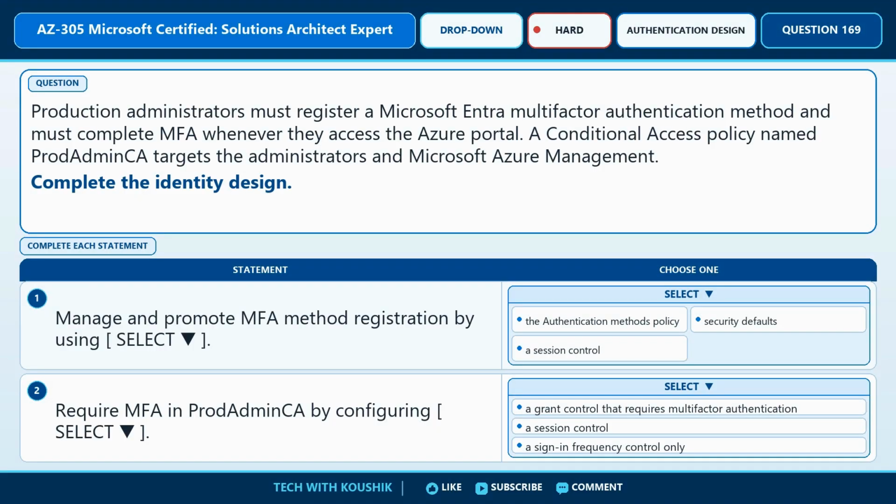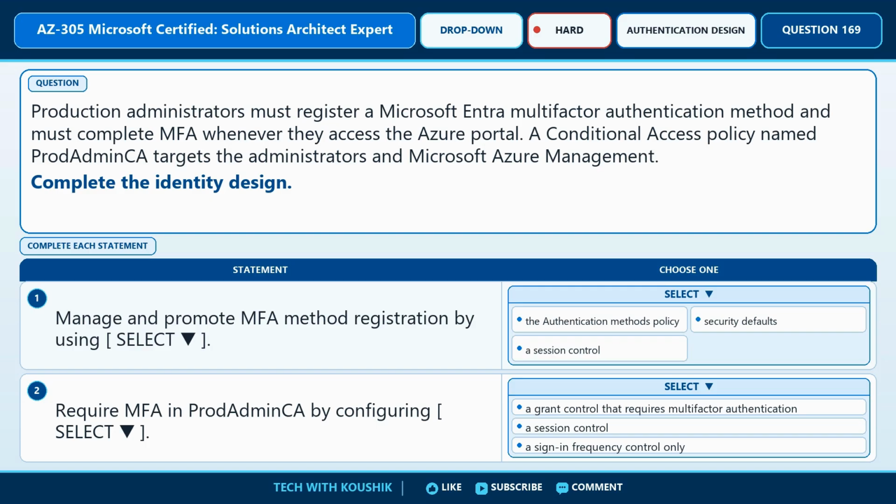We will now analyze question number 169. Begin by examining the scenario. Production administrators must register a Microsoft Entra multi-factor authentication method and must complete MFA whenever they access the Azure portal. A conditional access policy named ProdAdmin.ca targets the administrators and Microsoft Azure management.